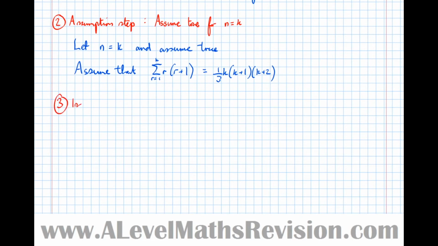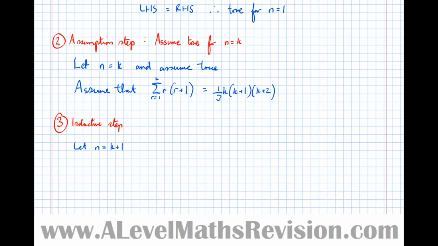Step 3, the inductive step. So we're going to let n equal k plus 1 and prove that if it's true for n equals k, then it's true for n equals k plus 1. So let's put our target expression in there. As always, the target is the right hand side with k plus 1 subbed in. So instead of k there, we're going to have k plus 1, so a third, k plus 1. Instead of k plus 1, we're going to have k plus 2. So we're replacing all the k's with k plus 1s. So that's our right hand side target expression.